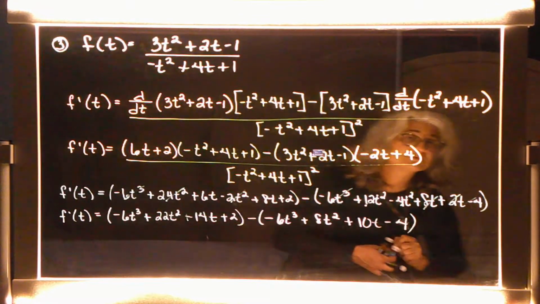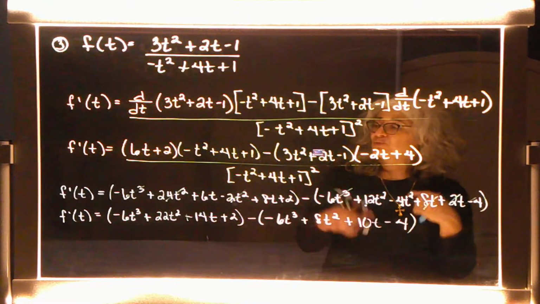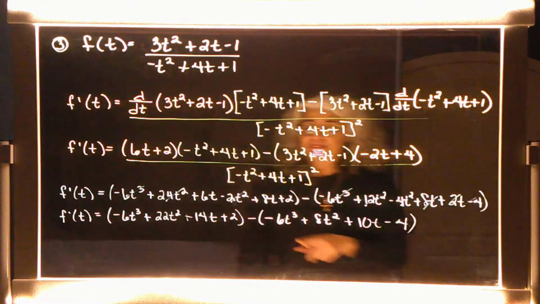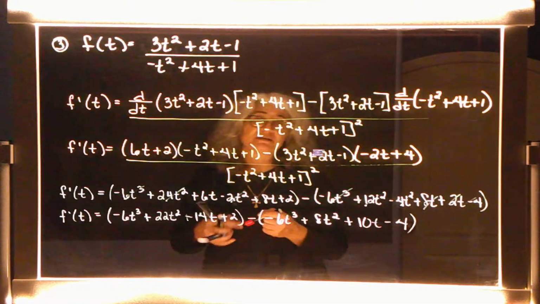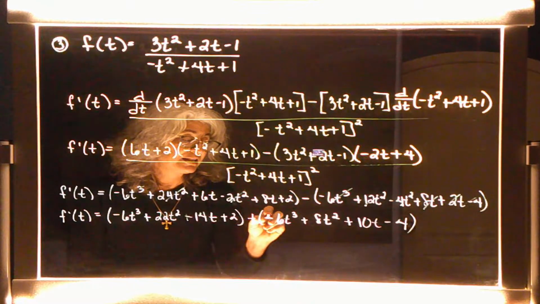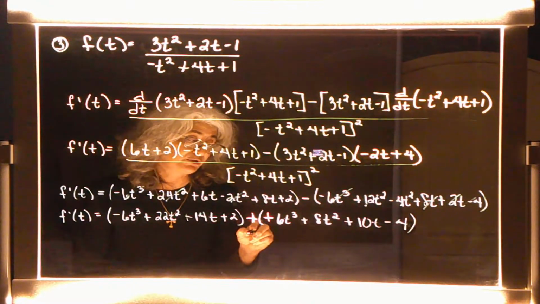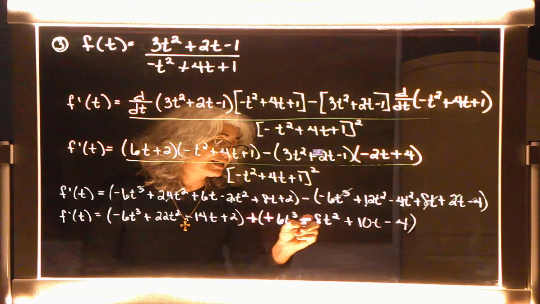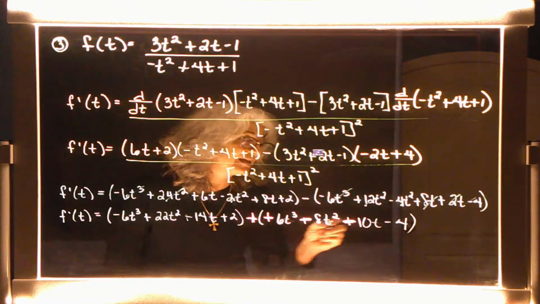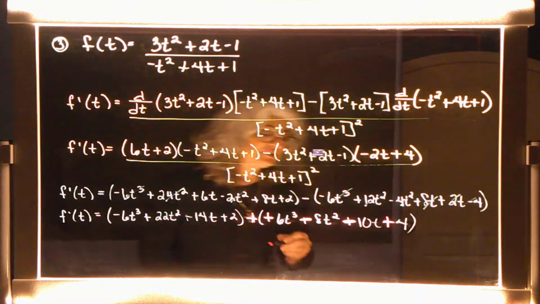Good? Like I said, from this point down is algebra, and we just have to be careful of our algebra. Now, this minus sign gets distributed. Agreed? So I'm going to distribute it here. So this becomes a positive 6t cubed. This becomes a negative 8t squared. And a negative 10t and a positive 4. All right?